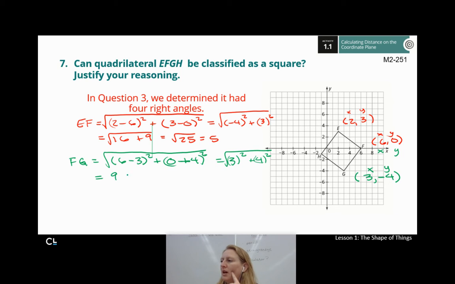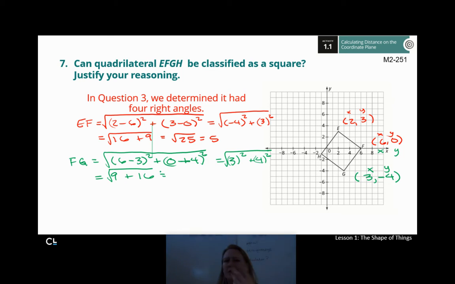3 squared is 9. 4 squared is 16. So starting to look familiar. 9 plus 16 is, of course, 25. And the square root of that is 5. Oh, that's a good sign. So they're both 5. Awesome.